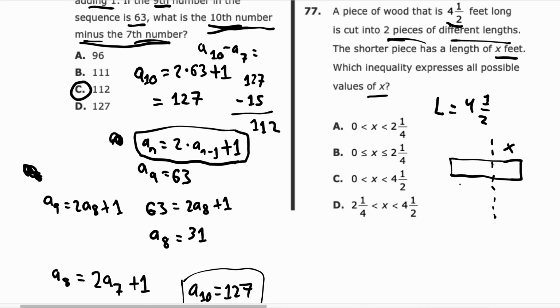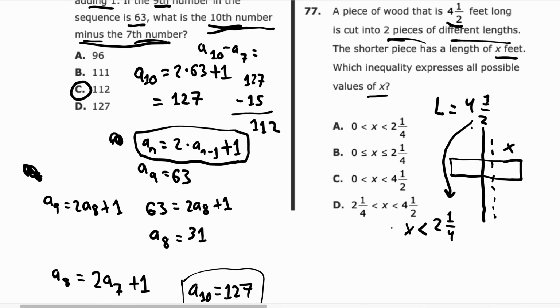And we know that that's the shorter piece. So if we take actually half of this length, that would be 2 1/4, right? That's half of 4.5. So that might be the halfway point here. And we know that x is the shorter piece, so x needs to be less than this halfway point. So it needs to be less than that.